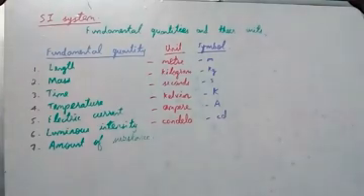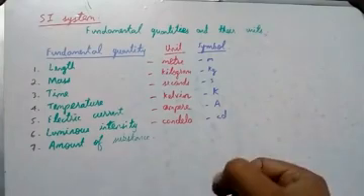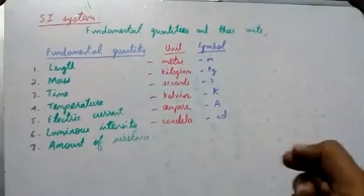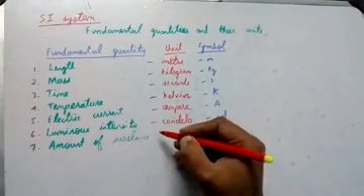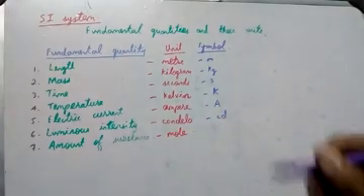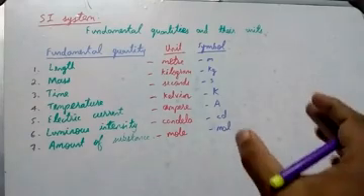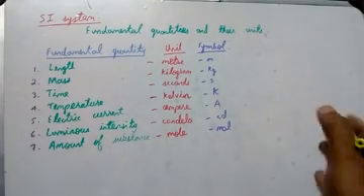Then amount of substance. Suppose we take a little bit of salt. How many atoms are in the salt? That we can count by using moles. So there's a mole here, and the symbol for that is mol. So these are the 7 fundamental quantities and their units.